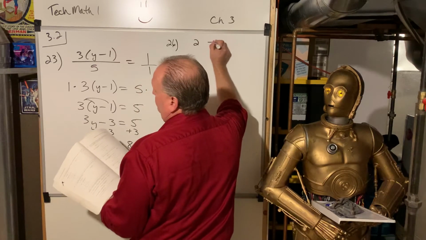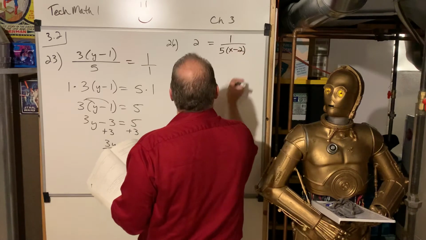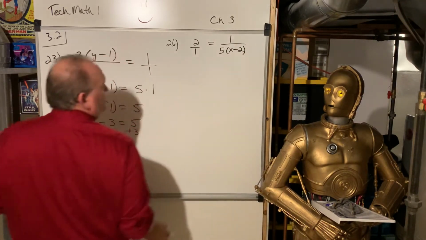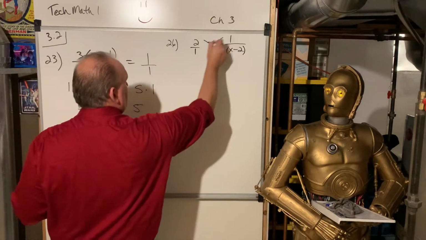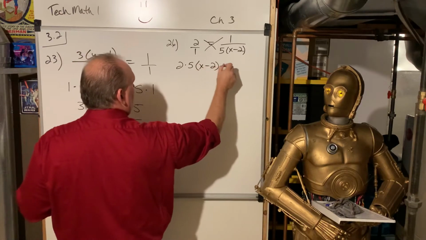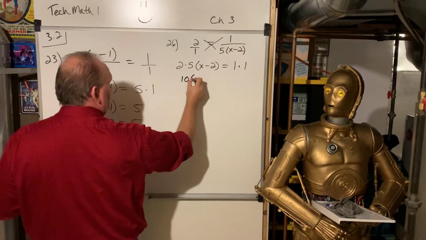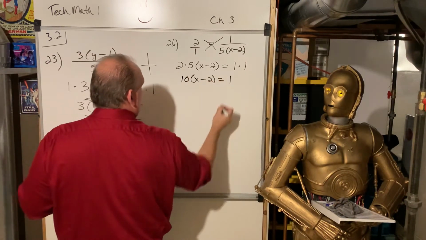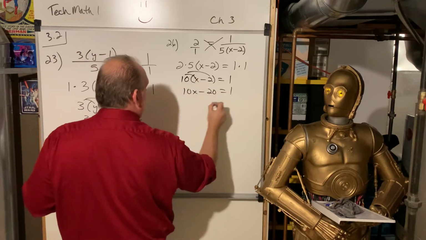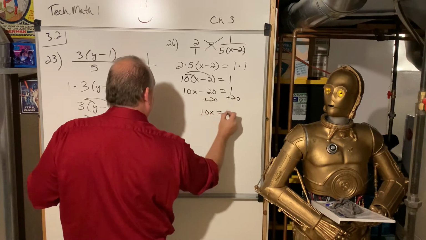Same deal. Little harder numbers. I don't know though, because 1 is kind of tough to work with. You don't really think about that. This might be a little easier. Let's see. We've got 2 times 5 times quantity x minus 2 equals 1 times 1. So that is 10 times x minus 2 is equal to 1. 10x minus 20 is equal to 1. Add 20 and then divide by 10.